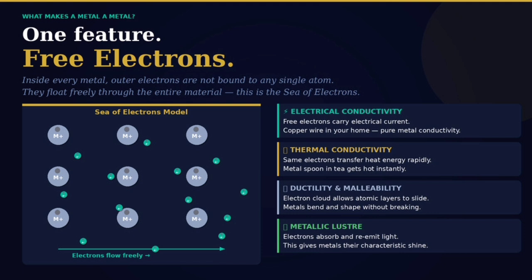And metallic luster. Free electrons absorb and re-emit light. That is the source of the characteristic metallic shine. One structural feature. Four key properties. This is the power of understanding materials at the atomic level.